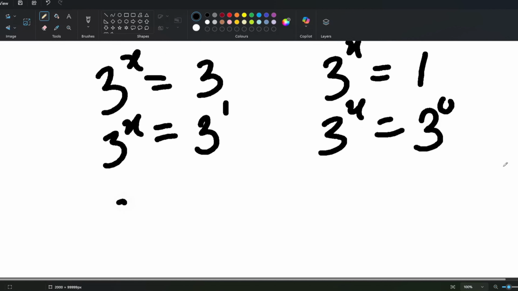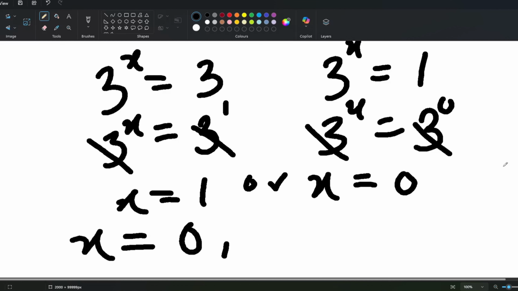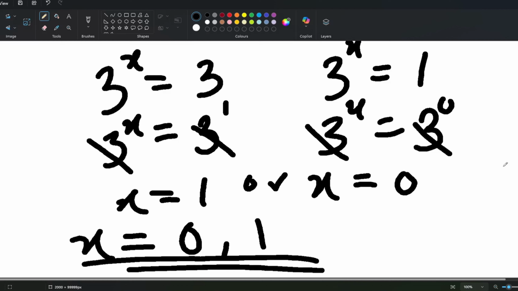So from here x is equal to 1, x is equal to 0, because when the bases are equal, the powers are equal. So the entire solution to this equation, x is equal to 0 or 1. So that's the solution to this equation. Are we clear with this? Okay.